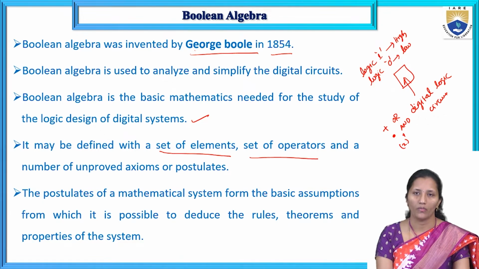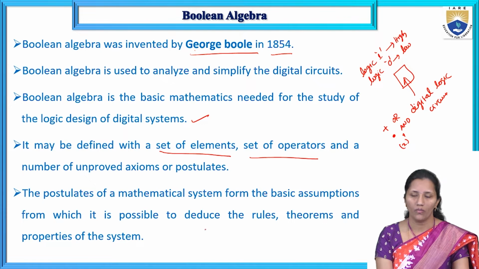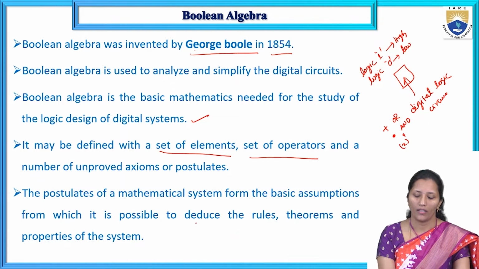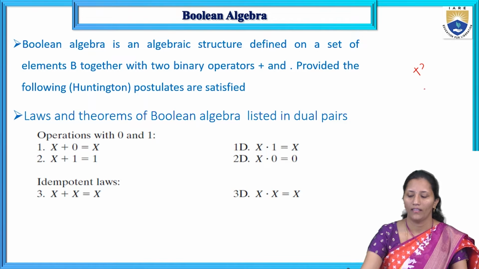The postulates, the rules of a mathematical system, form the basic assumptions from which it is possible to deduce the rules, theorems and properties of the system. So these postulates of a mathematical system are used to deduce the rules, theorems and properties of the system. Boolean algebra is an algebraic structure defined on a set of elements together with two binary operators, plus and dot. The plus indicates OR operation, and dot indicates AND operation.